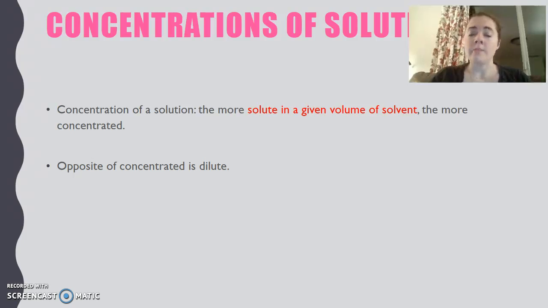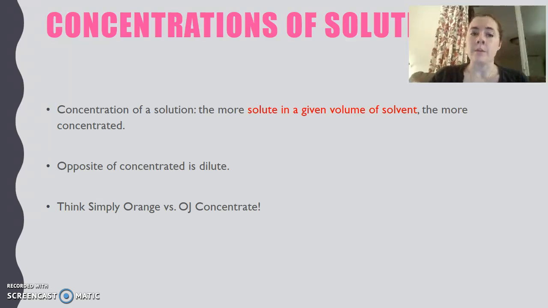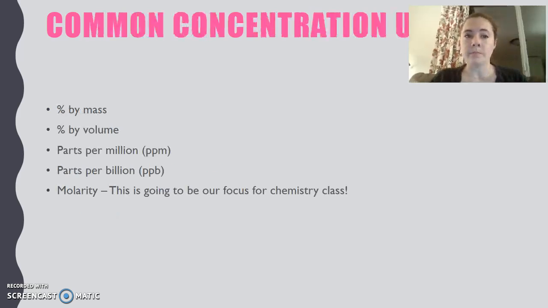The opposite of concentration is a dilution. If you think about orange juice versus orange juice concentrate, right? When you take a concentrated can and you add water to it, you're creating a dilution. This is how they make soda at all the soda fountains. You take concentrated soda syrup and then you dilute that soda syrup with carbonated water.